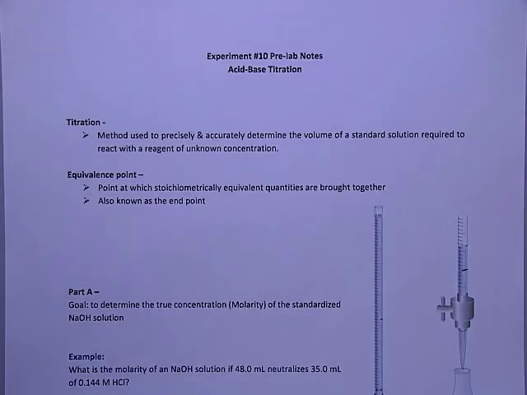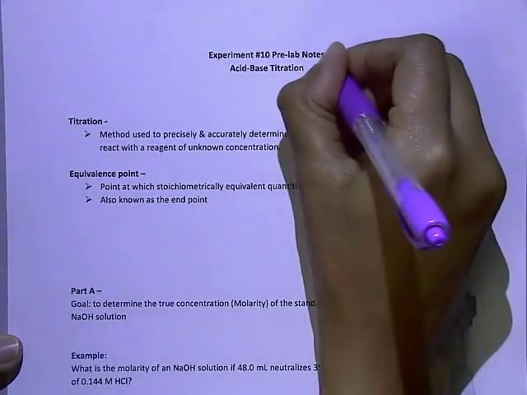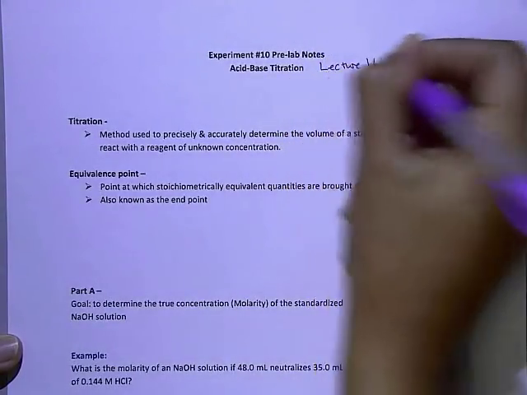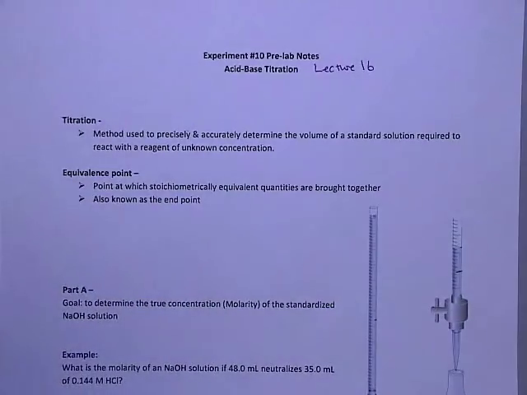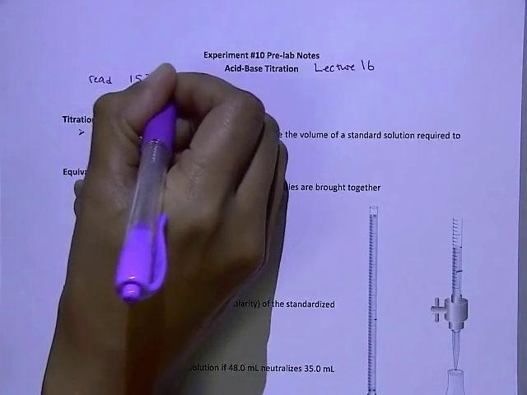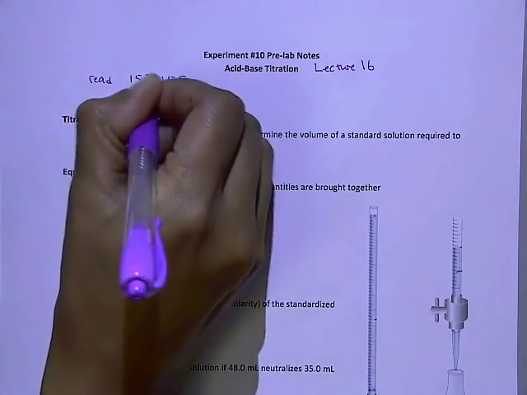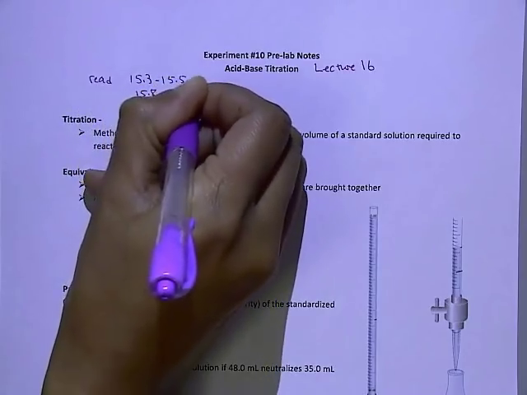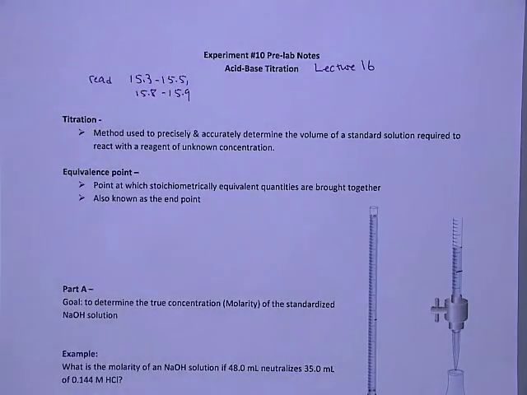Experiment of the semester, experiment 10. This is an acid-base titration experiment. We've discussed this briefly in class in lecture 16, so please go back and revisit lecture 16 for some concepts. As well, it would be helpful if you read section 15.3 to 15.5 and 15.8 to 15.9. That will allow you to be better prepared for this lab.